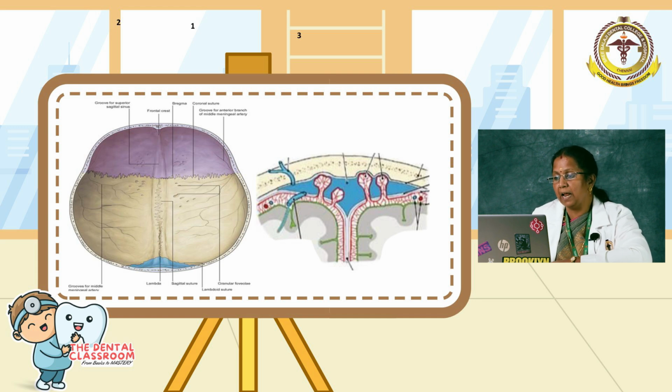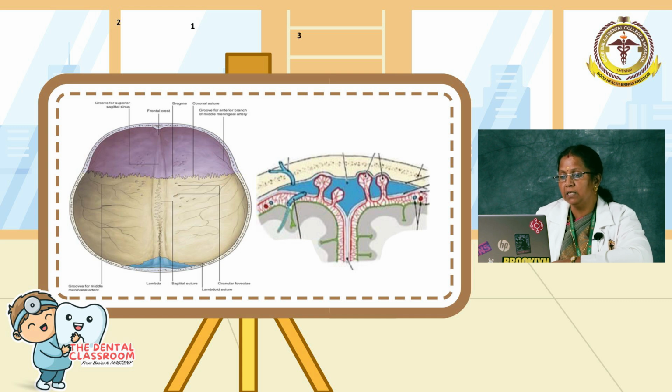The next one is the granular foveae, that is, arachnoid granulations. These are protrusions of the subarachnoid space, along with the arachnoid mater, protruding into the dural venous sinuses. That is what we refer to as granular foveae. So, you can see round depressions over the inner aspect of the calvaria.